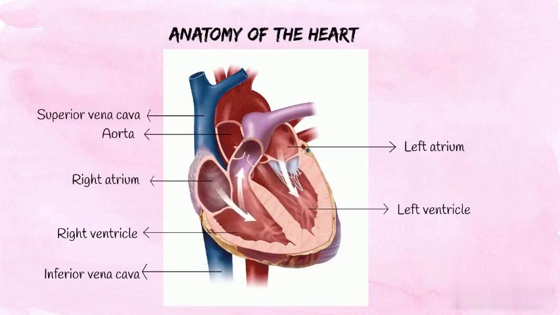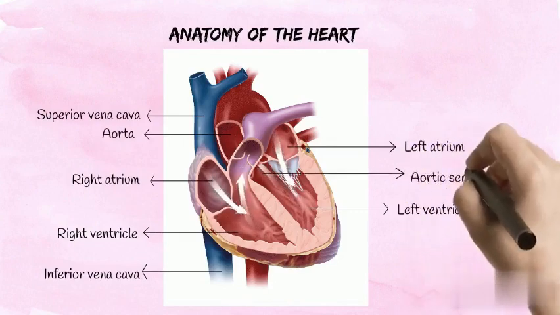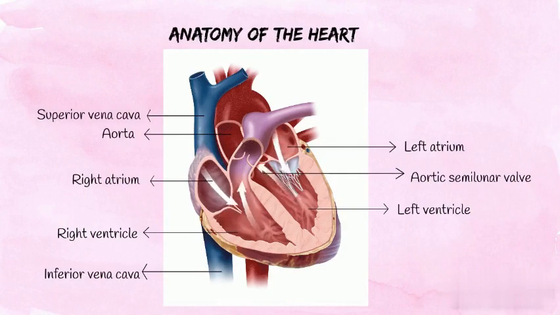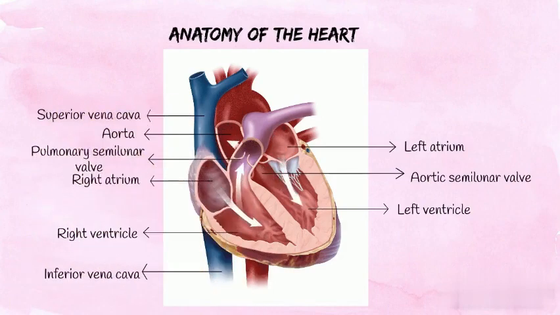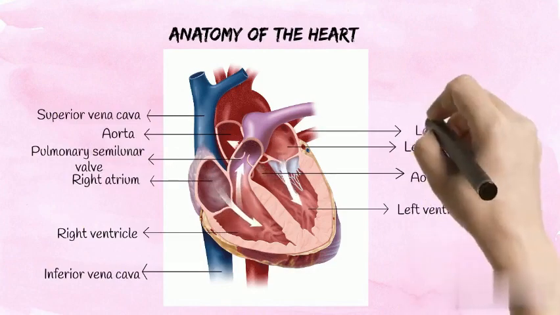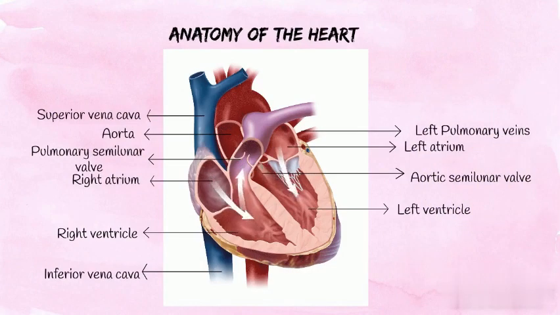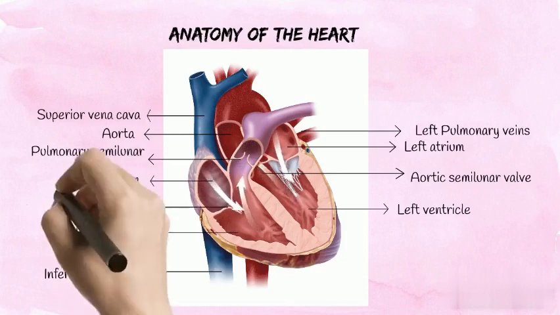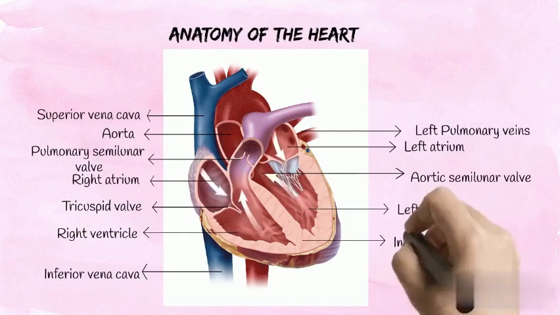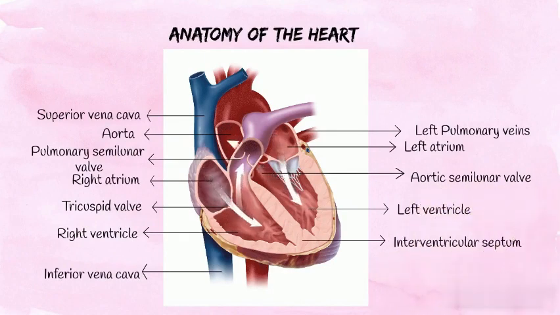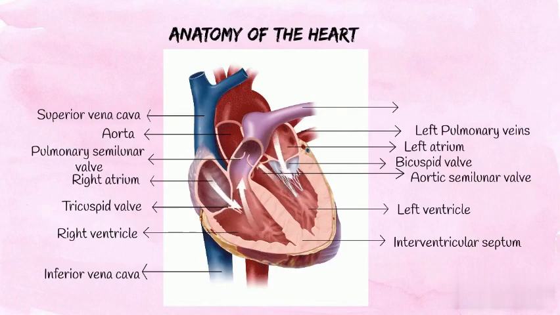Aorta, aortic semilunar valve. Pulmonary semilunar valve. Left pulmonary veins. Tricuspid valve. Interventricular septum. Bicuspid valve. Pulmonary artery.